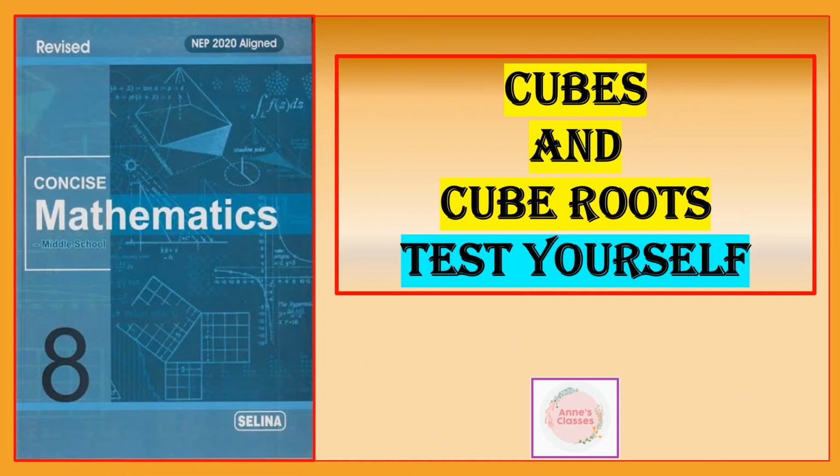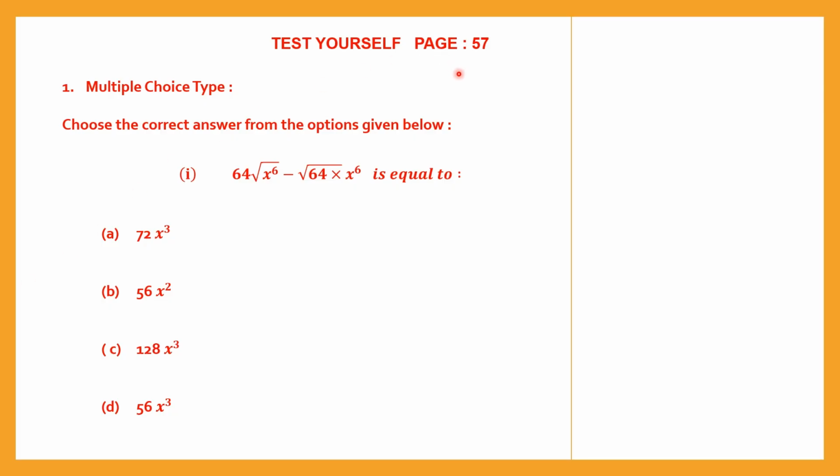Let's do cubes and cube roots. Test yourself. This is on page number 57. First is the multiple choice type. Choose the correct answer from the options given below. This is 64 root x raised to the power of 6 minus the root of 64 into x to the power of 6. Now, what is this equal to?